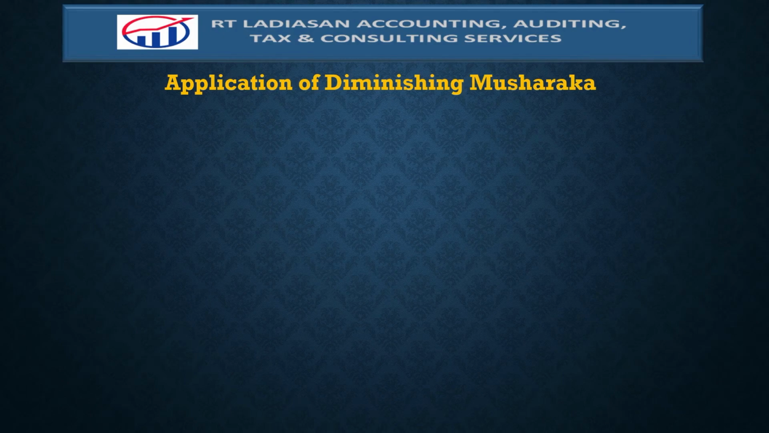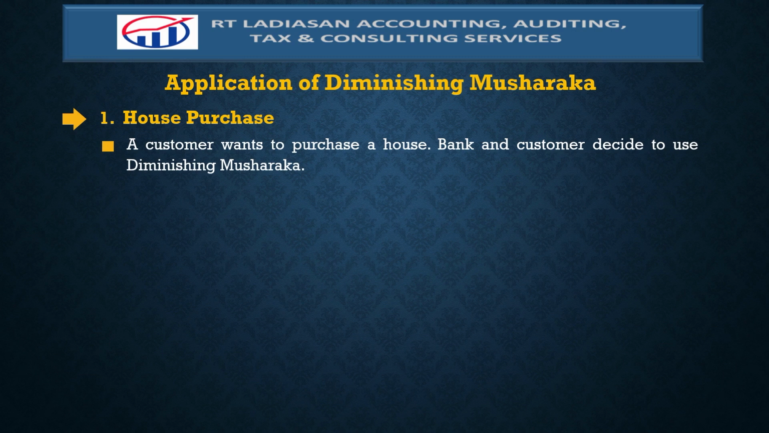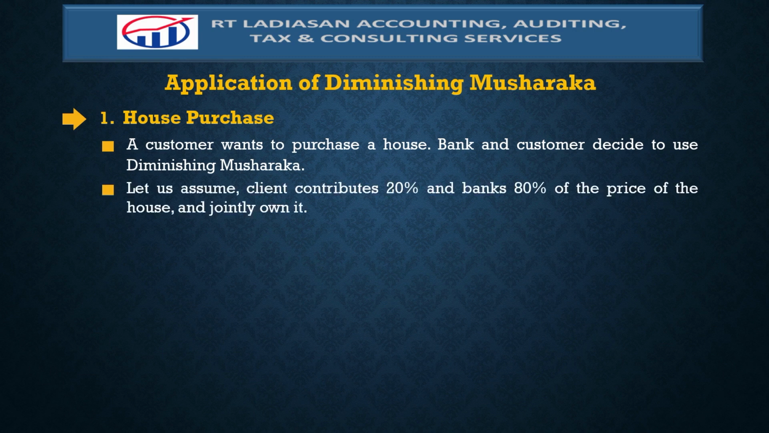Let's describe the application of diminishing Musharaka. First, with regard to house purchase. Under this, a customer wants to purchase a house. Bank and customer decide to use diminishing Musharaka. Let us assume the client contributes 20% and the bank 80% of the price of the house and jointly own it.